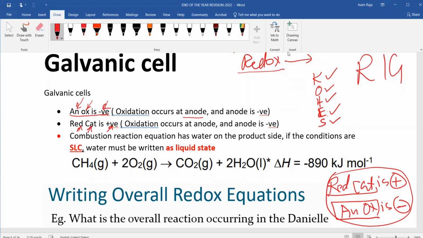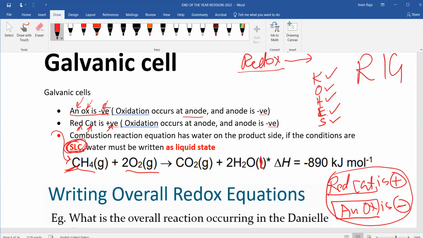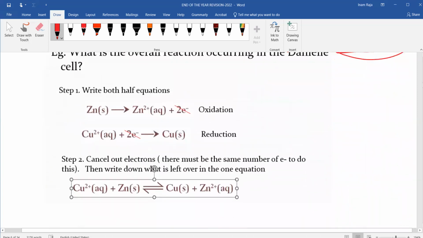Another thing, I think this point should be in the previous chapter. Whenever you are asked to write a thermal equation, and anywhere in the question, part A, part B, it says that this reaction is happening at SLC and it is a combustion reaction, the water is written as liquid. All right. Because in the combustion equation, water could be gas or liquid, but most commonly, if it is happening at standard lab condition, which is normally the case, water should be in liquid state. All right.